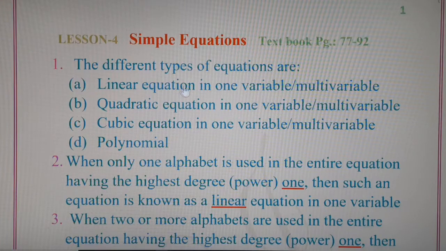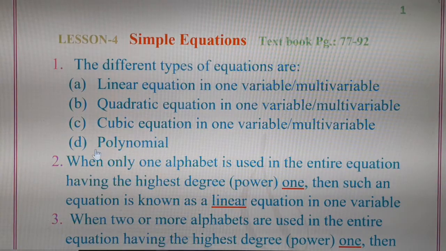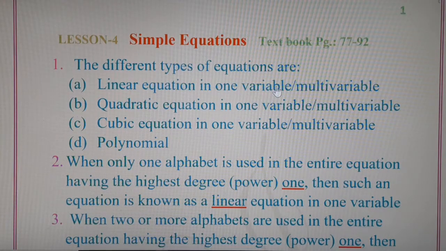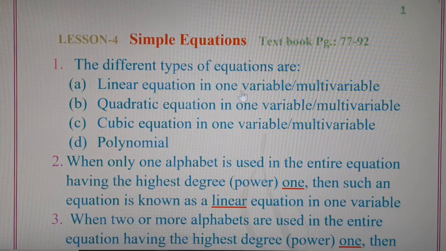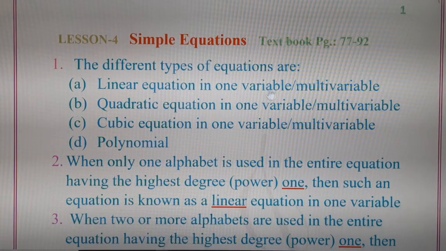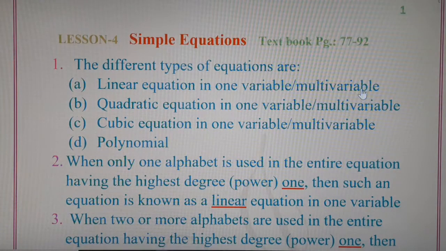Now the different types of equations are linear equation, quadratic equation, cubic equation and polynomial. Linear equation can be in one variable, or in two variables, or in three variables, or multivariable. Now what is its meaning, that I'll be explaining later on. Just now we only have to remember the names.